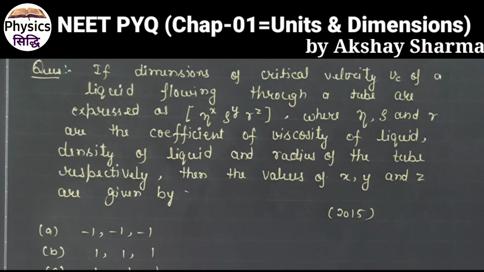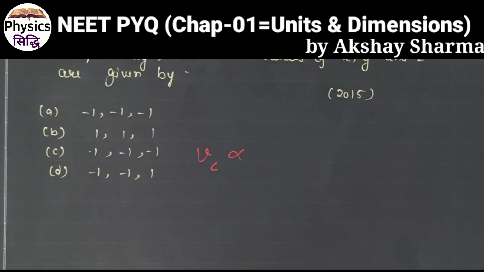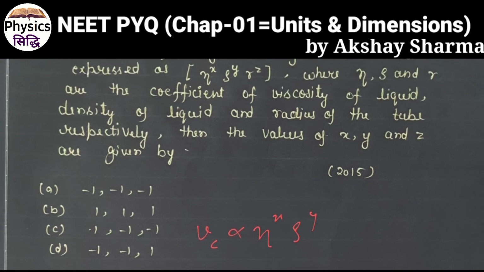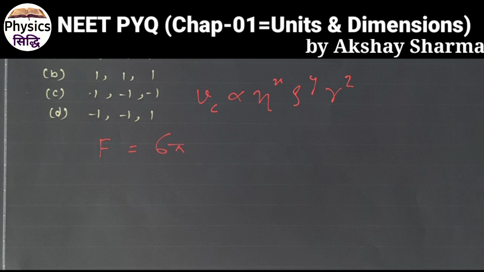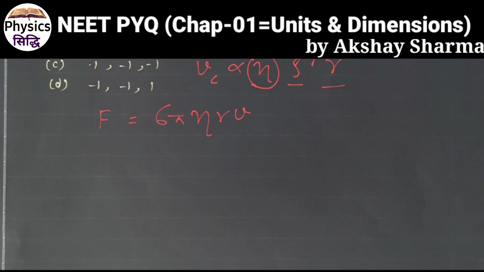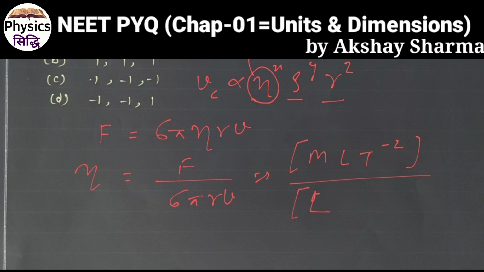Now next question, if the dimension of critical velocity vc of a liquid flowing through a tube is expressed as this, then you have to find the value of x, y and z. Let's see, critical velocity vc is directly proportional to eta to the power x, rho to the power y, r to the power z, and we have to find the power of these variables. We know that f is 6 pi eta r velocity. Why? Because we have to find the dimension of this variable. So eta becomes f upon 6 pi rv, and eta is force mlt minus 2 upon r l, and velocity v lt minus 1. So l to l cancel, and this one becomes ml minus 1 t minus 1. This is dimension of eta.